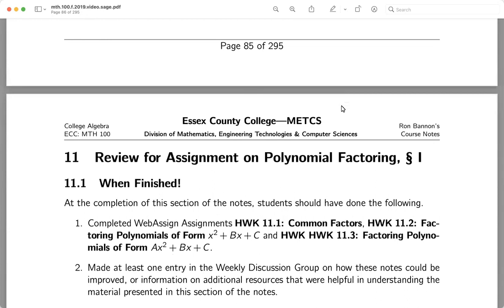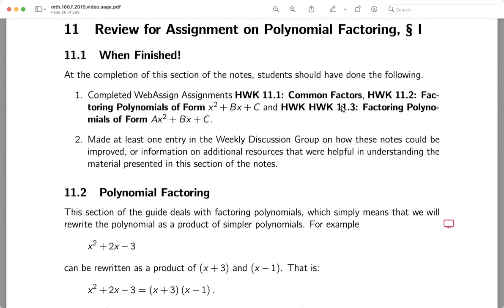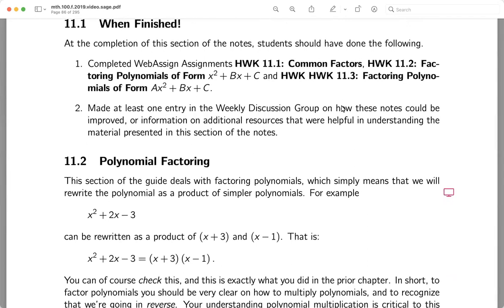Okay, we're in section 11 of the notes, and this is going to be the introduction to factoring. So we covered it. What do we cover? The type of factoring we're looking for, right? Now, someone says, what does factoring mean? It means taking something, like in this case, a polynomial, and writing it as a product, all right?